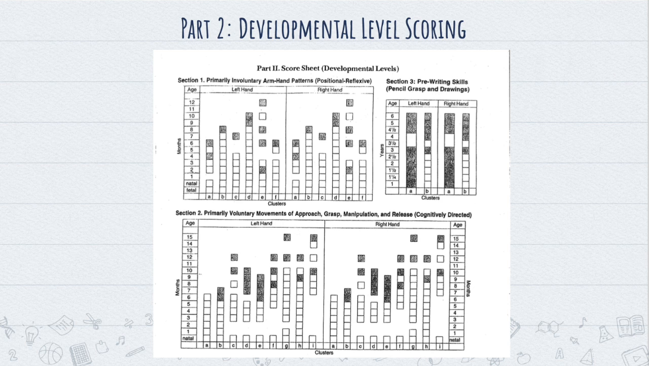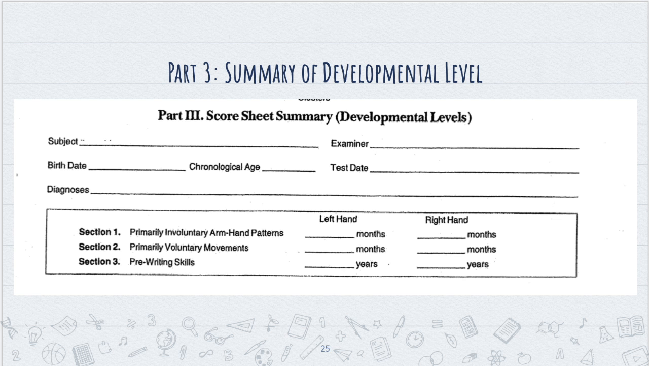Here is what the developmental level score sheet looks like. The patterns, movements, and skills seen in the demonstrations were considered normal. Here's what Part 3, this score sheet summary, looks like.